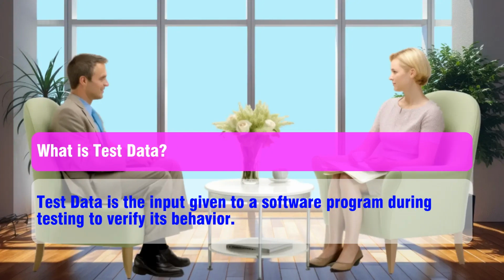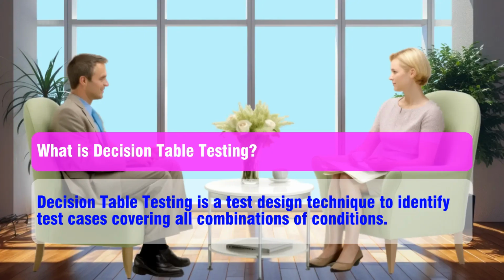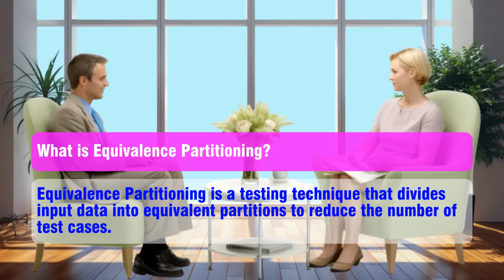What is test data? Test data is the input given to a software program during testing to verify its behavior. What is decision table testing? Decision table testing is a test design technique to identify test cases covering all combinations of conditions. What is equivalence partitioning? Equivalence partitioning is a testing technique that divides input data into equivalent partitions to reduce the number of test cases.